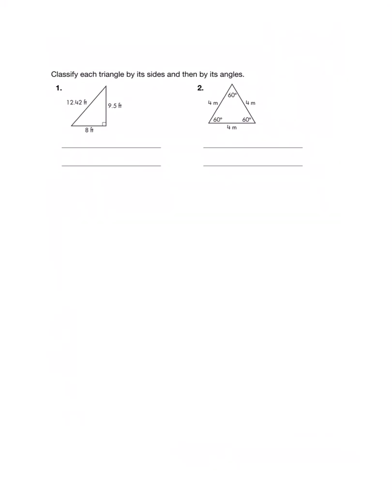Okay, so questions 1 and 2 ask us to classify each triangle by its sides and then by their angles. When you classify something, you put it into groups. We can put triangles into groups based on their attributes, the length of their sides, as well as the size of their angles. So these are 2 examples of attributes that we can look at and study.